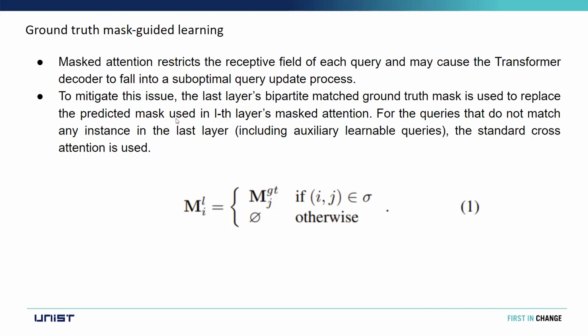What it does is replace the predicted mask used in the l-th layer's mask attention with the bipartite-matched ground truth mask. So in this l-th layer, we have masks, and this is the index of the mask, the query. If this i and j are matched in the ground truth mask, we use the ground truth mask, otherwise we just use the predicted mask, as can be seen here, in order to prevent the suboptimal corrupted process.